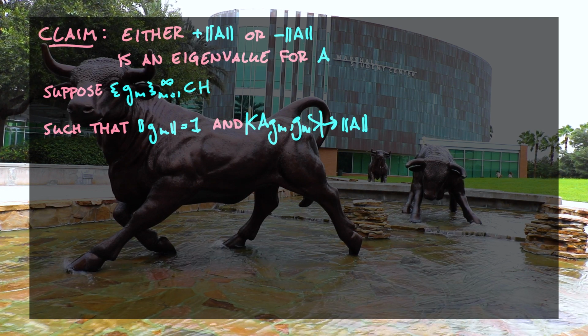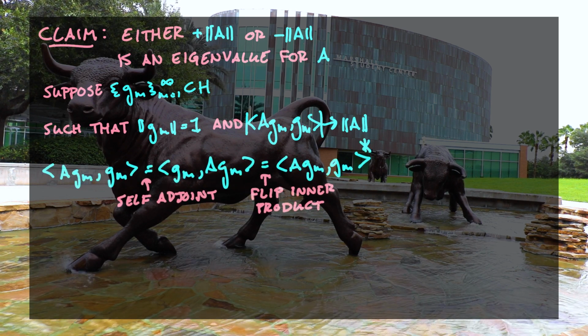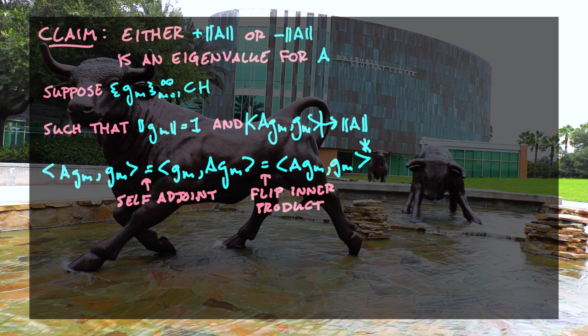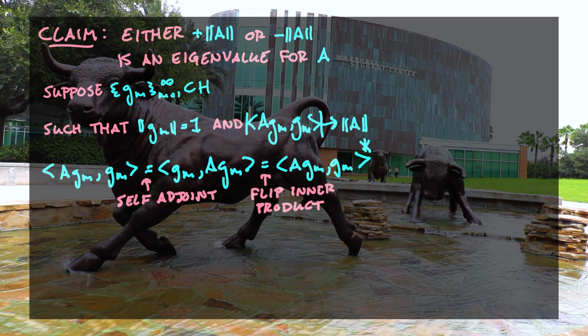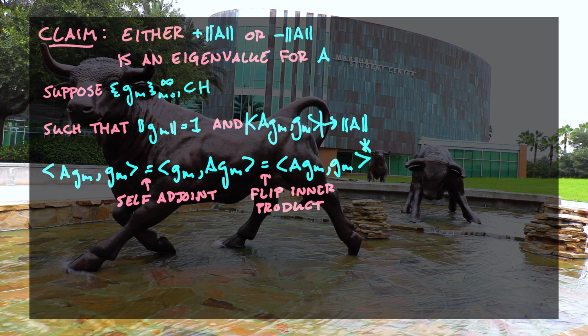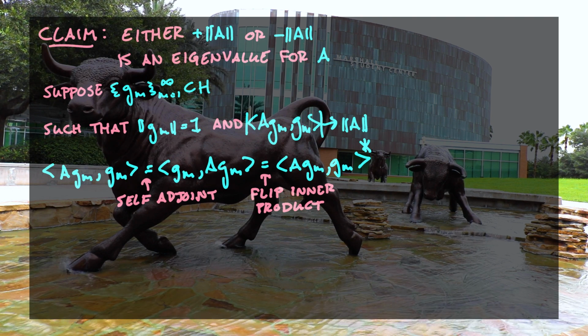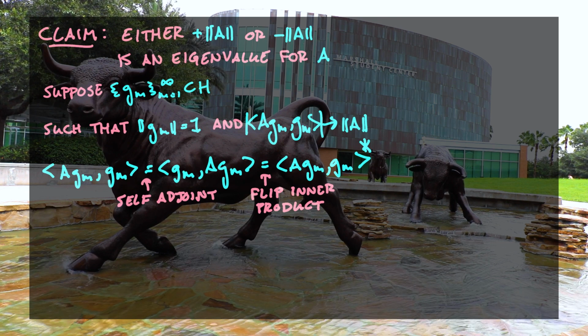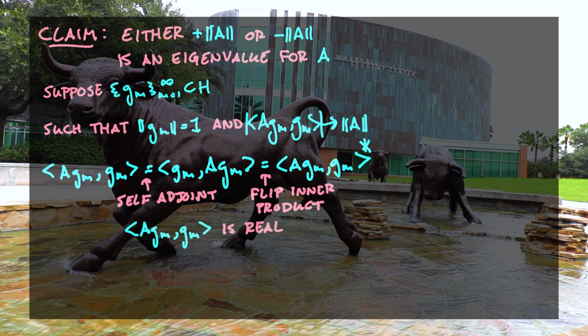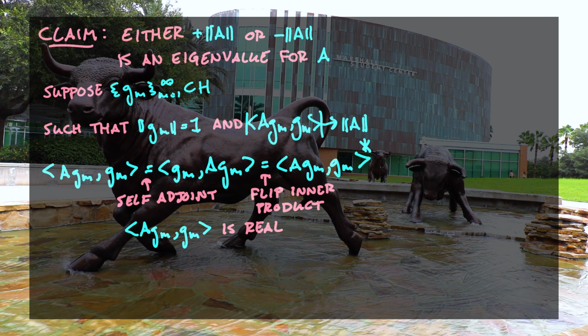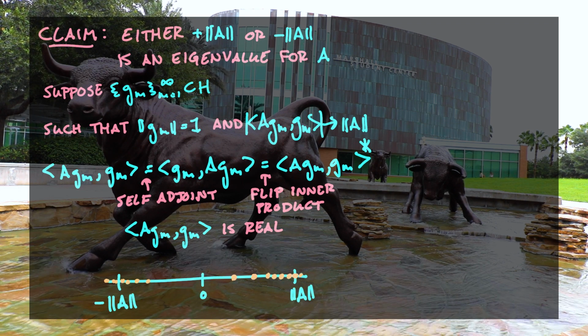And moreover, if we take a look at the inner product of A g_m with g_m, then we can move A to the other side of that inner product, and then we can swap those two entries around and use the fact that if you exchange the two entries of an inner product, you get a conjugate. We see that the inner product of A g_m with g_m is actually equal to its conjugate. So we see that all of these entries in this sequence of numbers are actually real valued. And as such, this sequence of real numbers is either clustering around plus the norm of A or minus the norm of A, or possibly both.